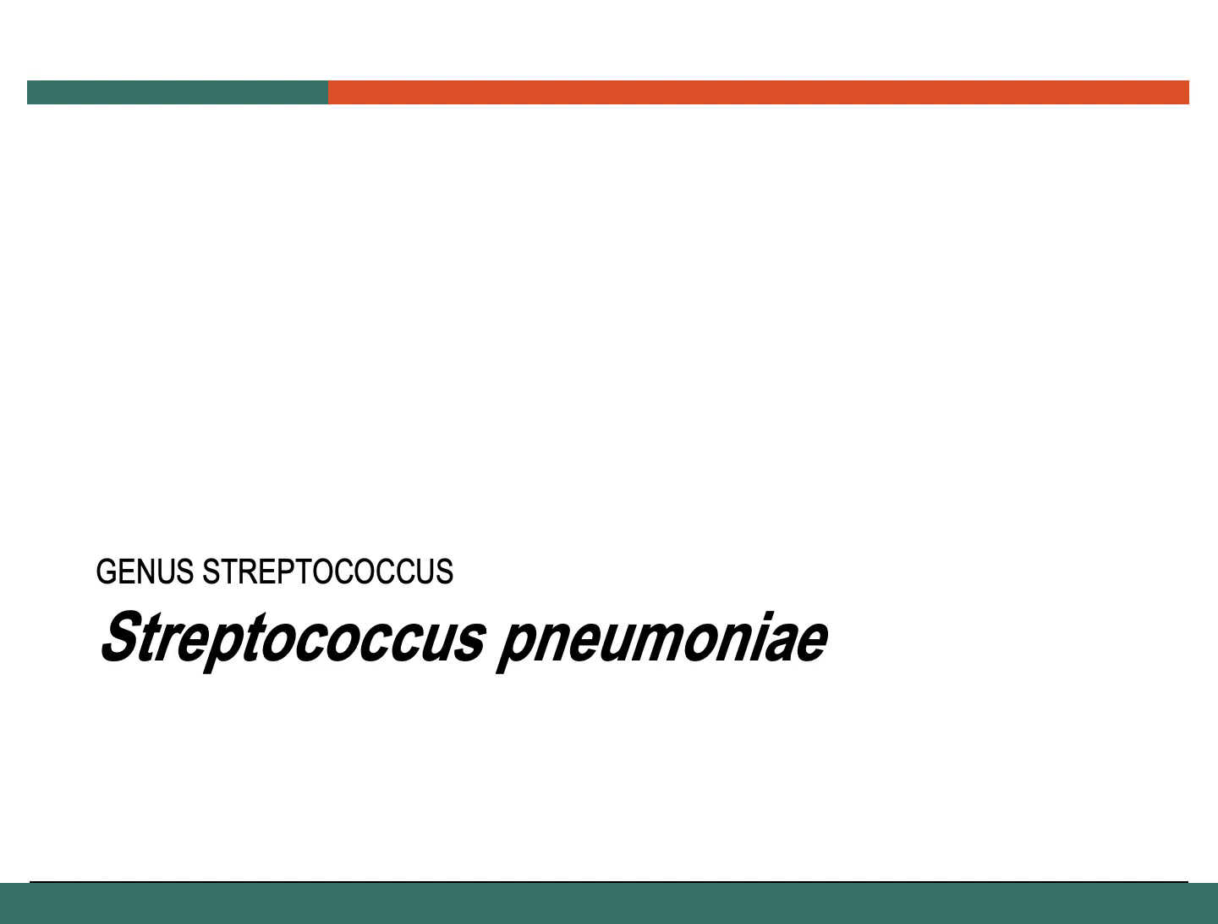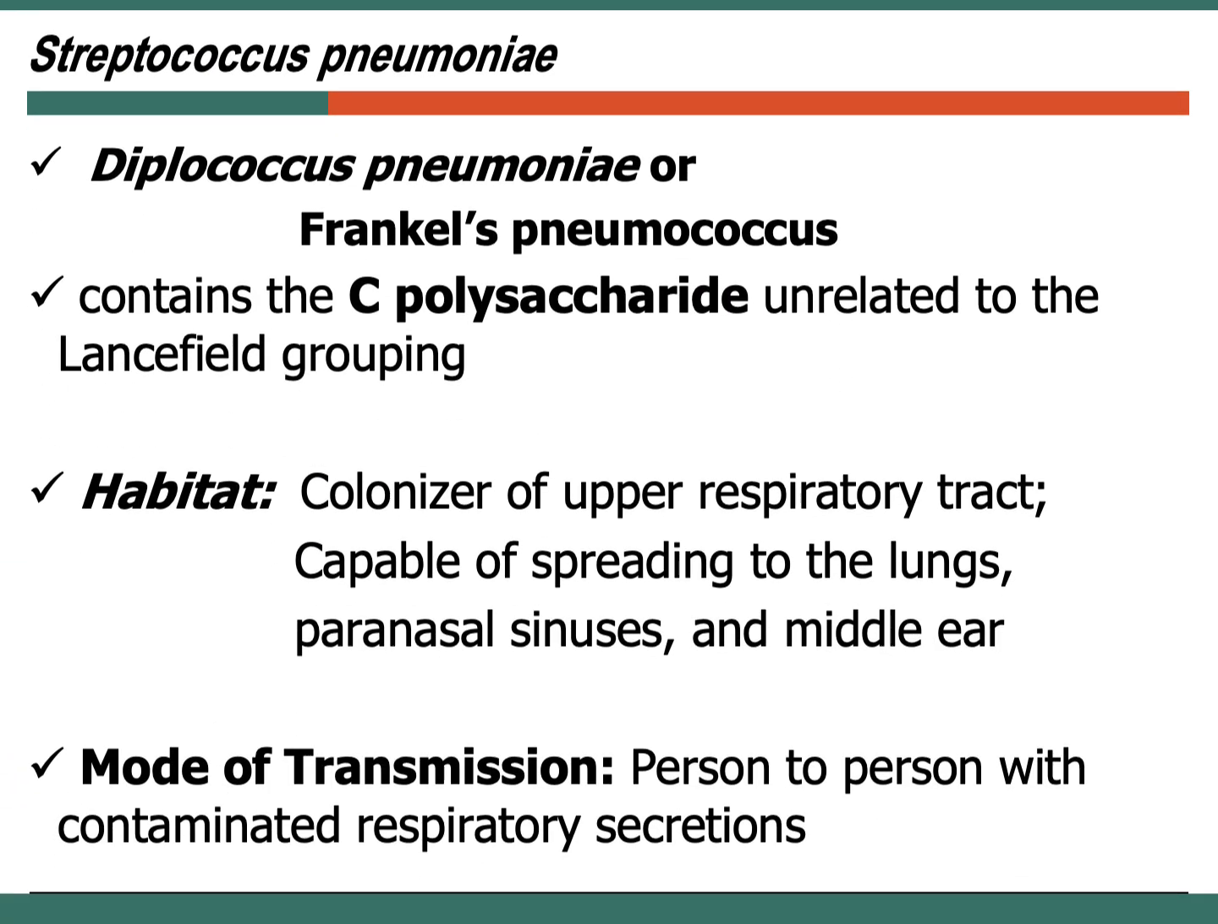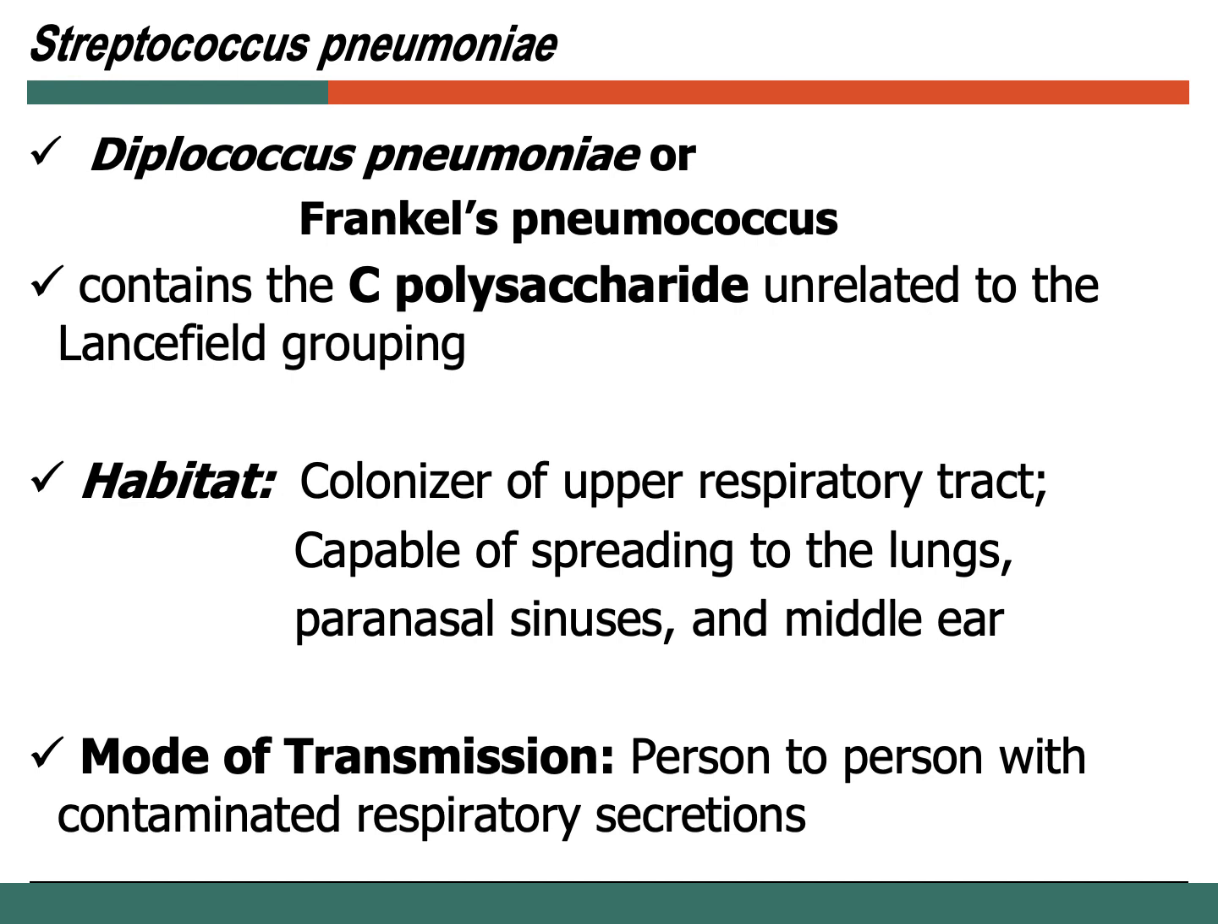Another species of Streptococcus is Streptococcus pneumoniae. Streptococcus pneumoniae is also known as Diplococcus pneumoniae or Frankel's pneumococcus. It contains a C polysaccharide, but that C polysaccharide is unrelated to the Lancefield grouping. Remember, Streptococcus pyogenes is not part of the Lancefield grouping class.